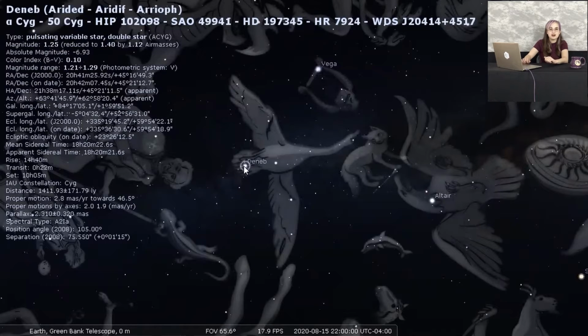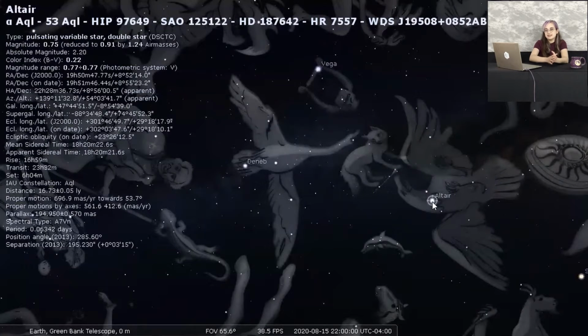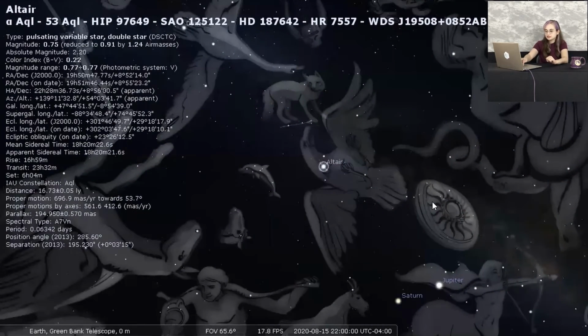And then the third star we're going to talk about today is Altair. Altair is in the constellation Aquila, the eagle, and it comes from the Arabic word for eagle. Now, Altair is a pretty interesting star, in my opinion.